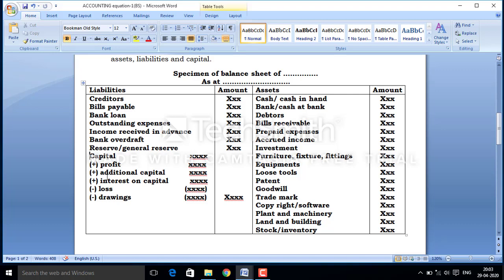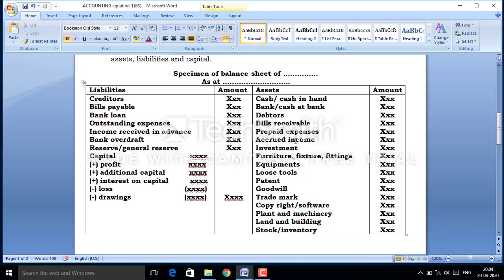And if the business is earning profit, ultimately it will increase the amount of capital. If the owner is going to introduce additional amount as capital, it will also increase the amount of capital, that's why it will be added. And if the interest on capital is allowed, it will also increase the amount of capital. After that, if any loss occurred, it will decrease the amount of capital. And if the goods or the cash is withdrawn by the proprietor for their personal use, it will ultimately decrease the amount of capital.